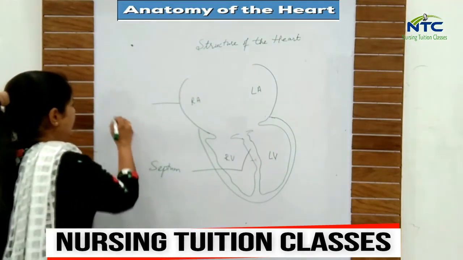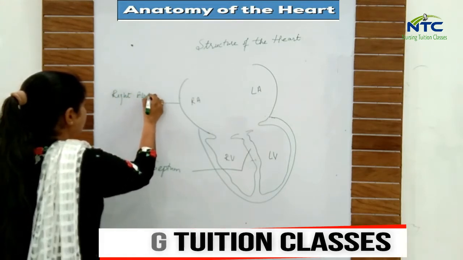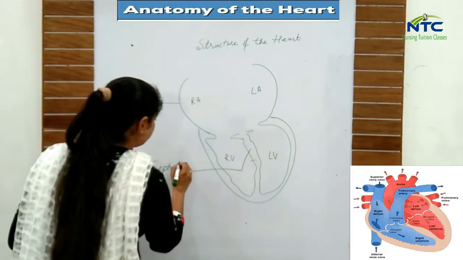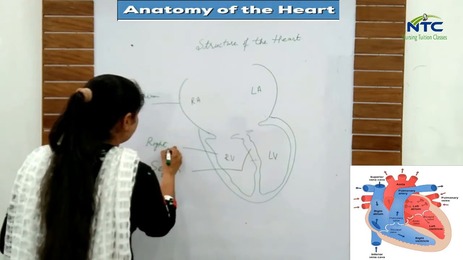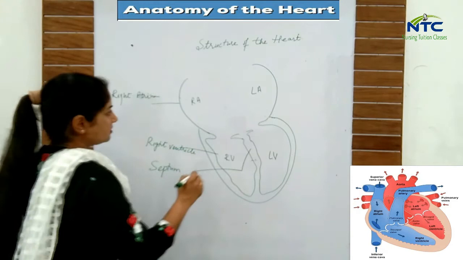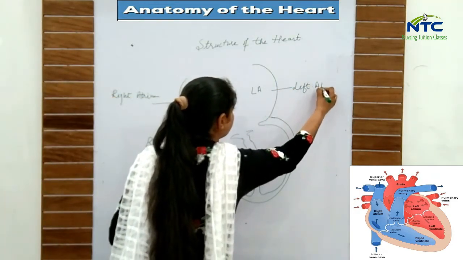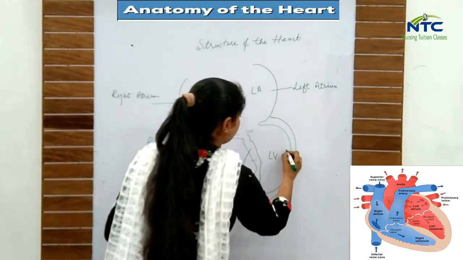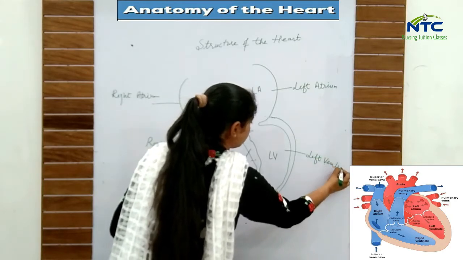We can write the full spellings: right atrium and right ventricle. Same in the left side. This is the left atrium and this is the left ventricle.